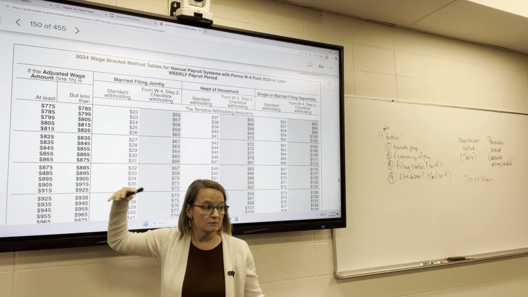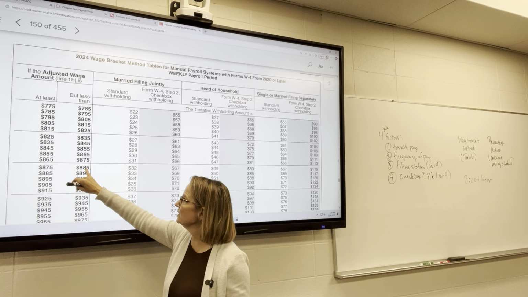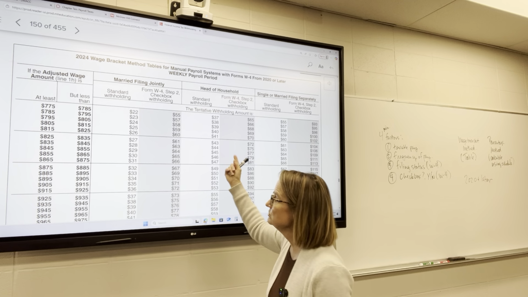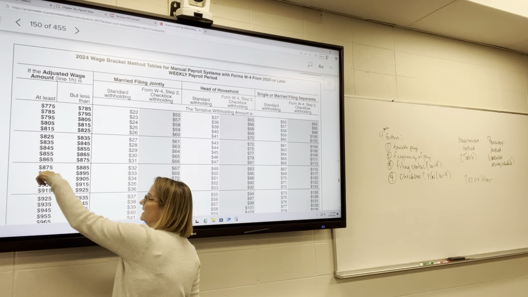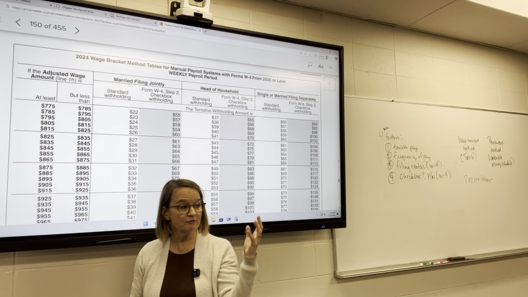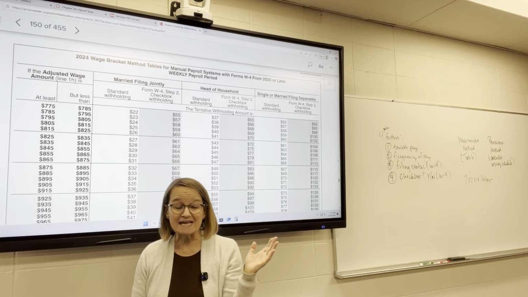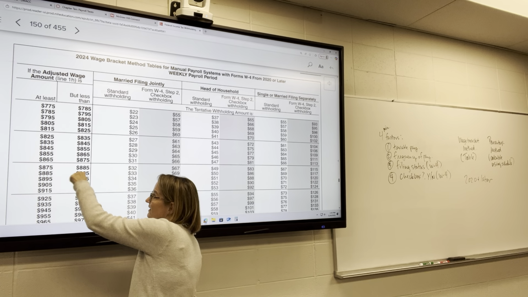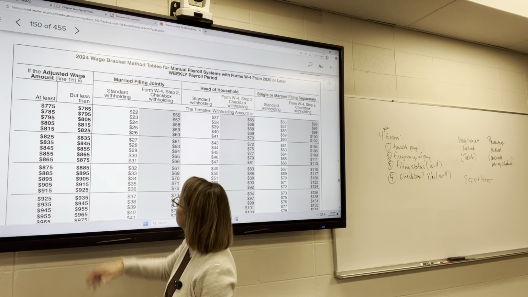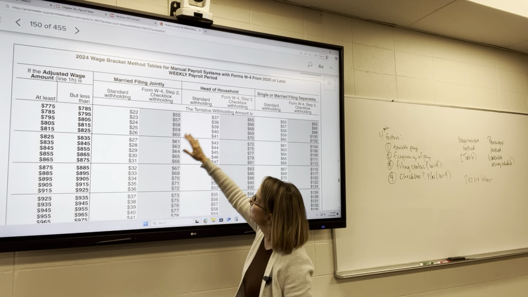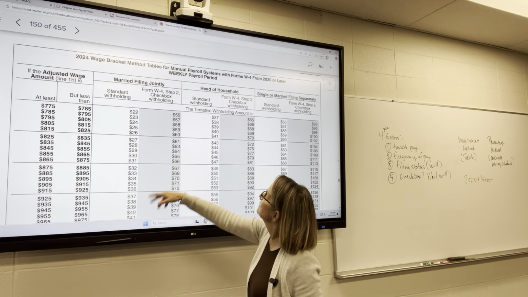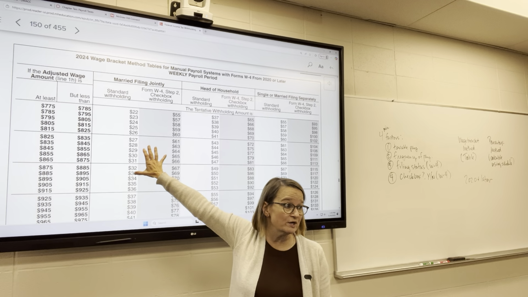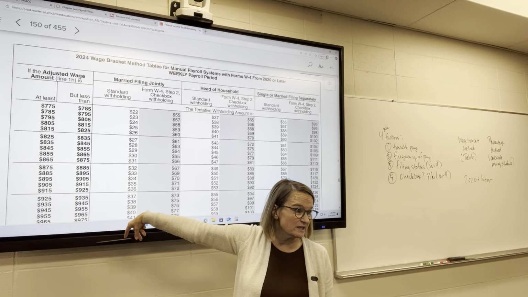And recall from payroll accounting that if the amount falls right on the line, you're going to use the next line up. So for example, we've got $875 to $885. If it turns out that the adjusted wage was exactly $885, we're going to use the next line down. So we'll use the $885 to $895 line. And then we're going to go based on filing status. So here, married filing jointly, head of household, single, or married filing separately. And if it was qualifying widow or widower, we would use the married filing jointly as well.